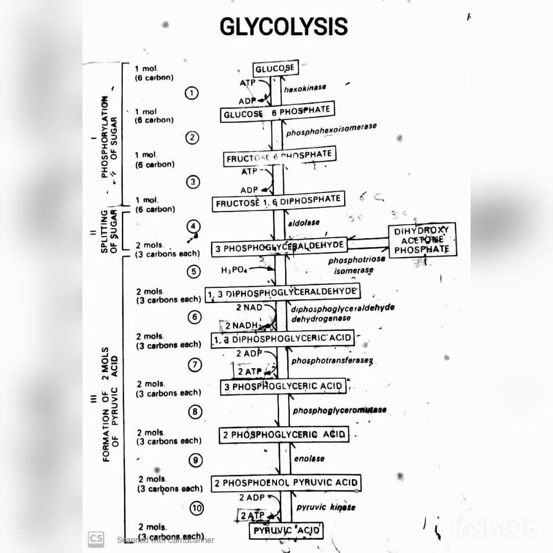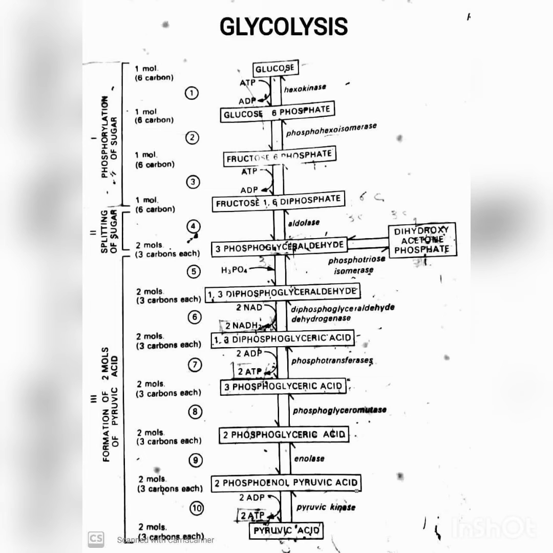Now, step 2, glucose 6-phosphate undergoes isomerization in presence of enzyme phosphohexoisomerase to form fructose 6-phosphate. That means in step number 2, glucose 6-phosphate is converted into fructose 6-phosphate.